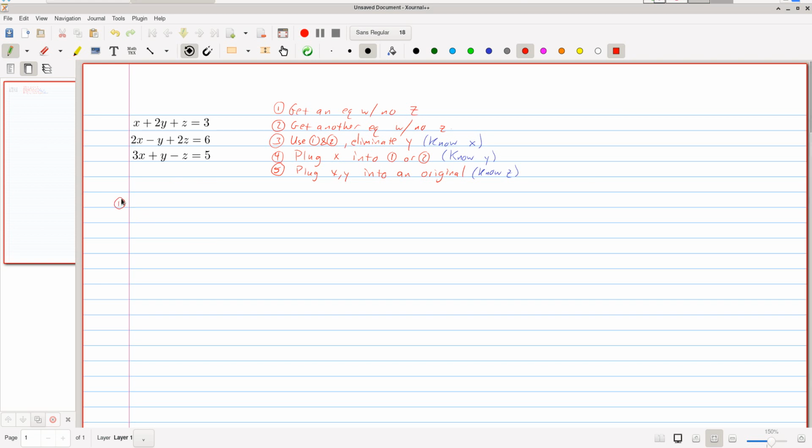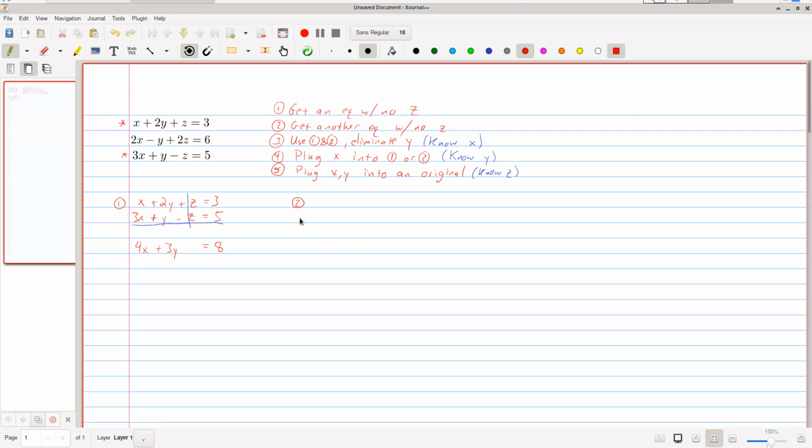I'm going to start by getting an equation with no z. The easiest way to do this would be to take equations 1 and 3 and add them together. So x + 2y + z = 3, I'm just copying them down for now, and then 3x + y - z = 5. Now we add these together. The z's cancel out. We combine the x's, we've got 4x. Combine the y's, we've got 3y. And on the right-hand side, we have 8. So this is the first step. We got an equation with no z.